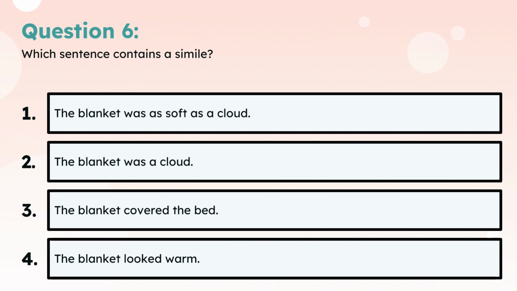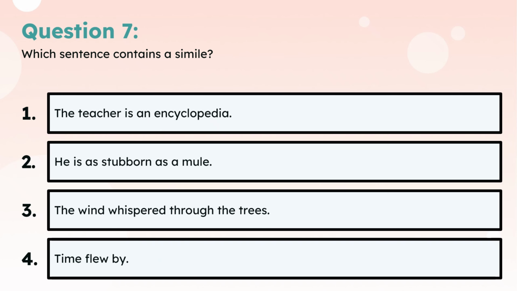Question 6. The correct option is sentence 1. The blanket was as soft as a cloud. Question 7. The correct option is sentence 2. He is as stubborn as a mule.